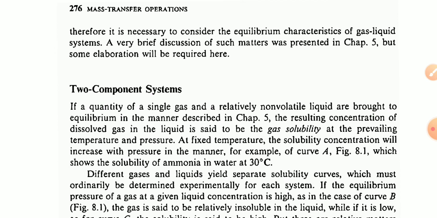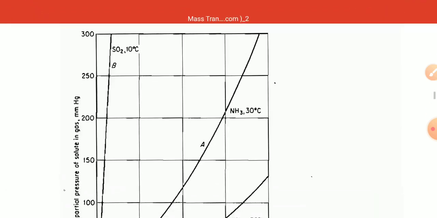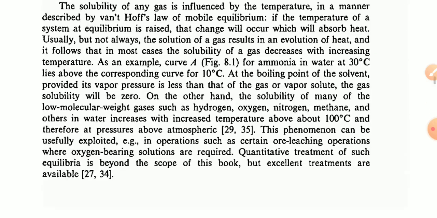A very brief discussion of such equilibrium matters was presented in Unit Number 5, and the same is required here. In a two-component system and a multicomponent system, we will see the details. So let's start with the two-component system, which we will see graphically.